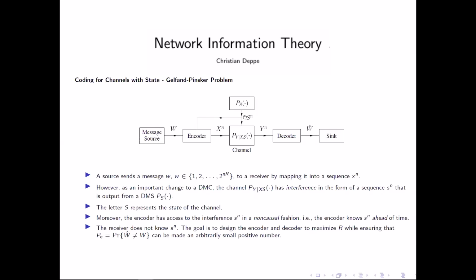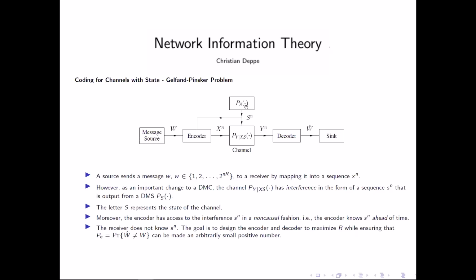This looks like a discrete memoryless channel. But the difference is that the channel has interference here by this discrete memoryless source P_S. This is called a state of the channel. So depending on the letter here, we have different probabilities here.